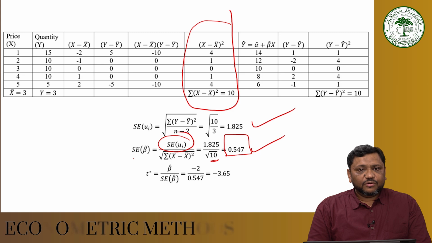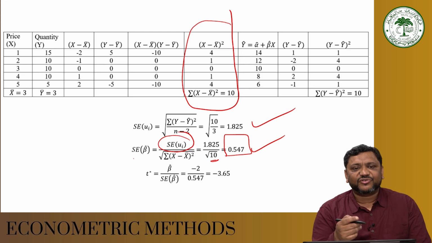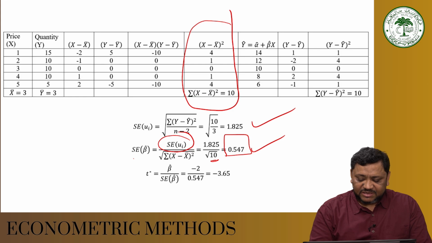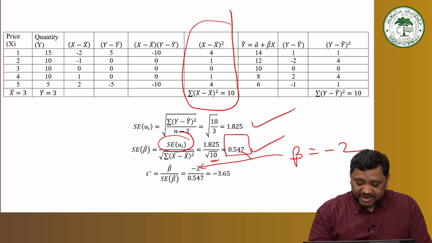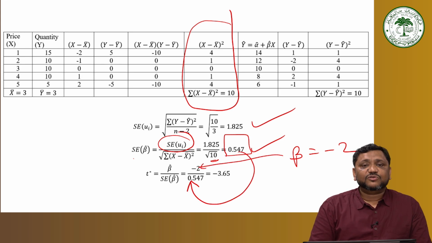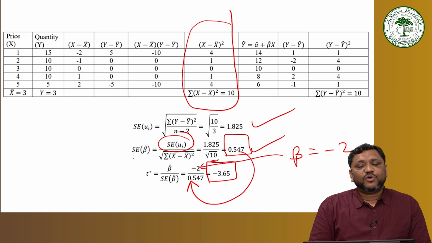Now we go for the calculation of T statistics. T asterisk, or the T statistics, is nothing but beta hat. Our beta hat we have seen is equal to minus 2, divided by the standard error of beta, that is equal to 0.547. So we get a value of minus 3.65.